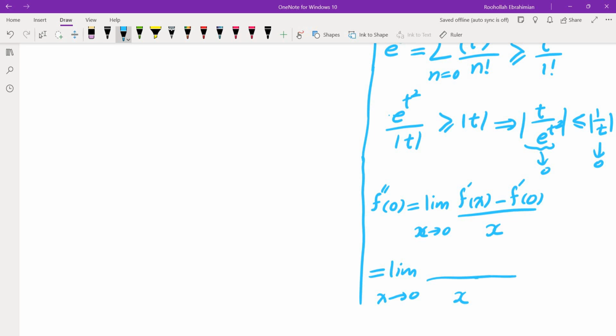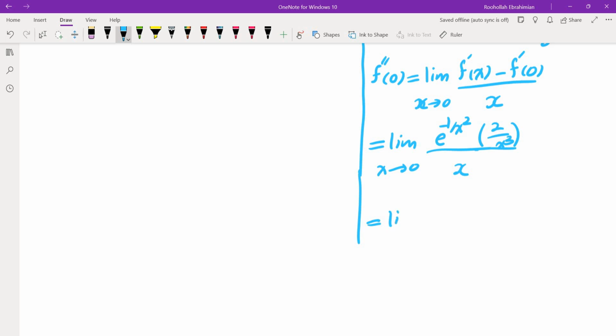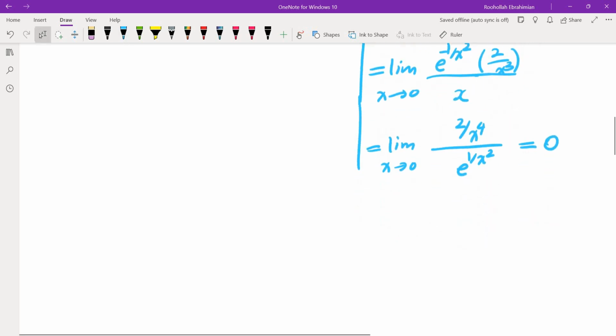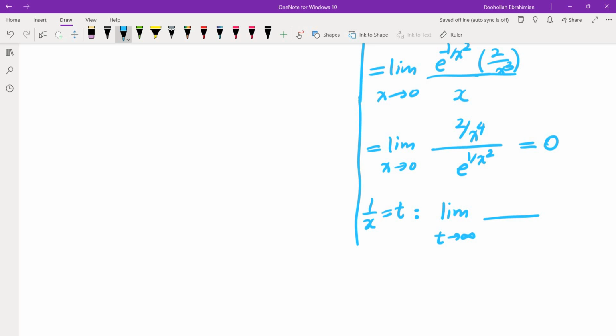F prime of x, since x is not 0, I can take the derivative of the function. The derivative of the function is exponential, so it's e to the power negative 1 over x squared times the derivative of that, which is 2 over x cubed. So I would need to show this approaches 0. If I evaluate this, this would be e to the power of 1 over x squared at the bottom, and then 2 over x to the 4 on top. So I would need to show this is 0. If I take 1 over x and call it t, then I would get the limit as t approaches infinity of 2t to the 4th over e to the power of t squared is equal to 0.